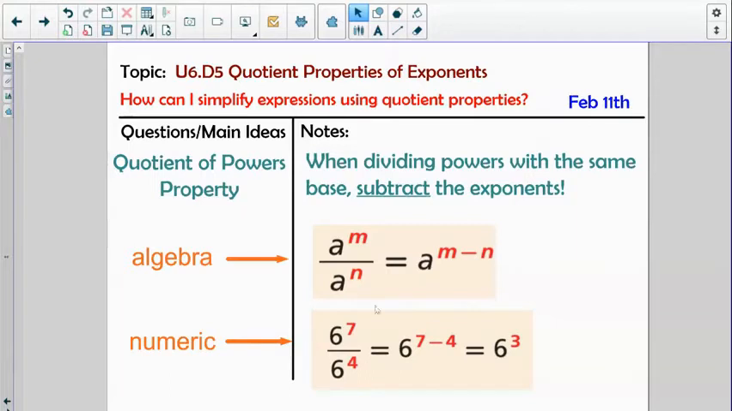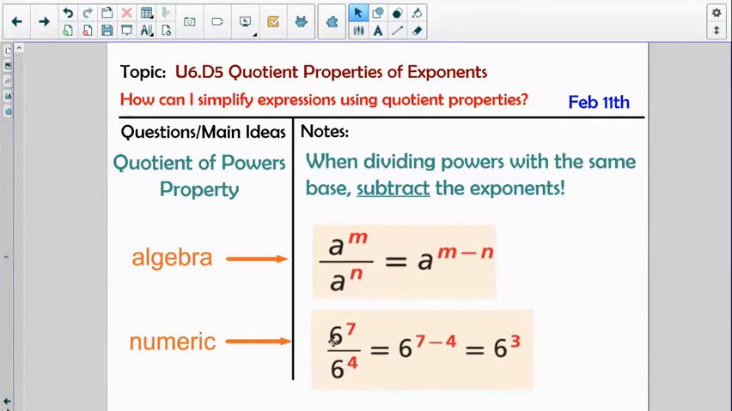So here's the algebraic example for that. If you have two different powers being divided, so within a fraction, and they both have the same base, like in this one we have a raised to one exponent divided by a raised to a different exponent, what we do is we just simply subtract the exponents to get the new exponent.